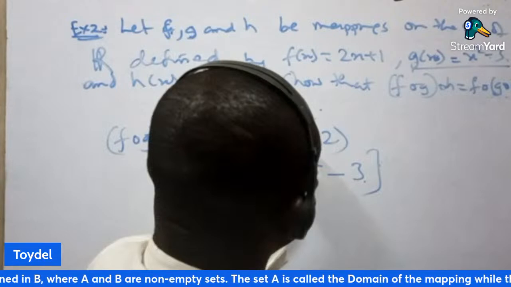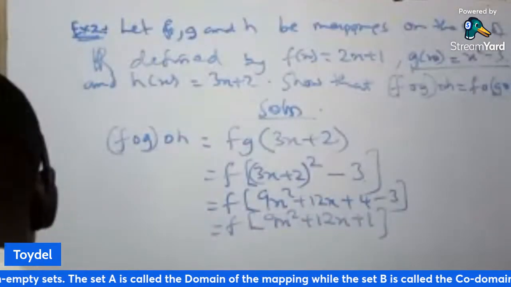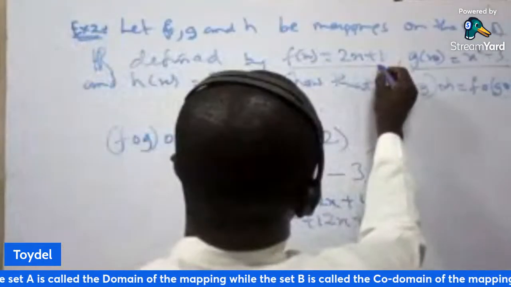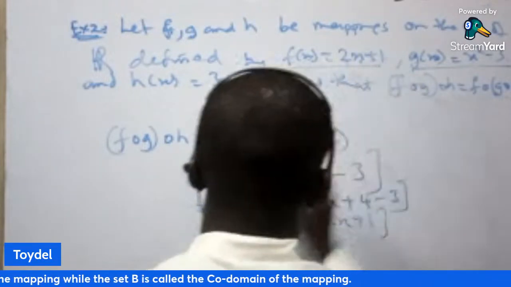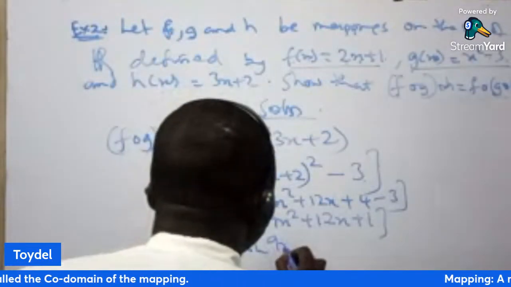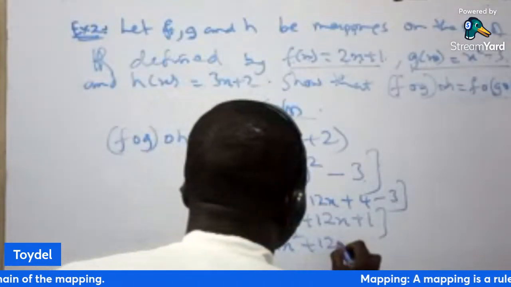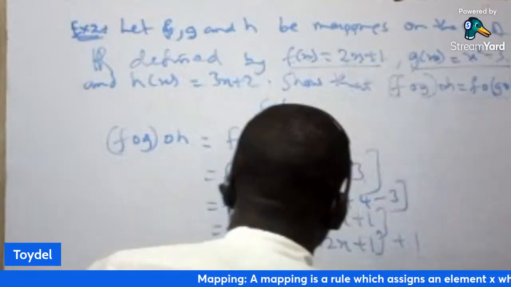Then if we expand that, we are going to have 9x squared plus 12x. That's what we are going to get. Then what is f? F of x is defined as 2x plus 1. So f of everything here will be defined as 2 into bracket 9x squared plus 12x plus 1, which represents x here, then plus 1.